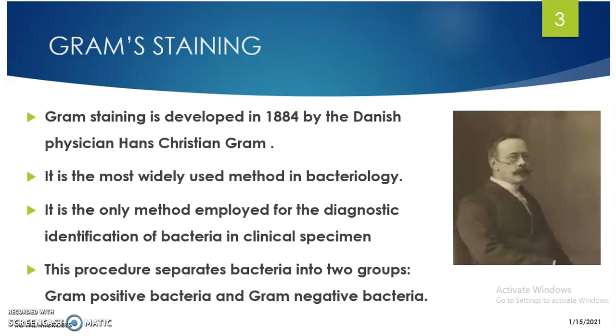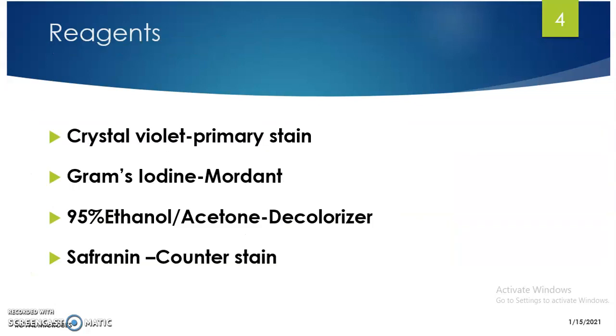Gram staining was developed in 1884 by Hans Christian Gram. It is the most widely used method in bacteriology. The specialty is that it is the only method employed for the diagnostic identification of bacteria in clinical specimens. This procedure separates the bacteria into two groups. They are gram-positive bacteria and gram-negative bacteria.